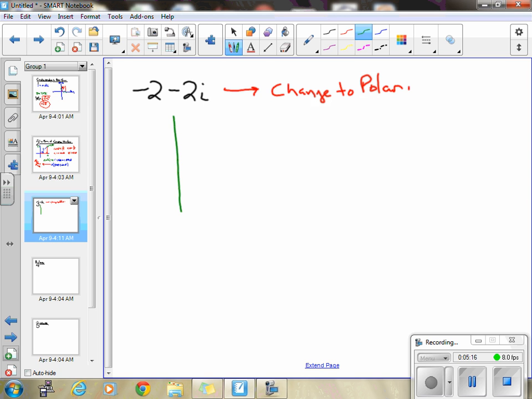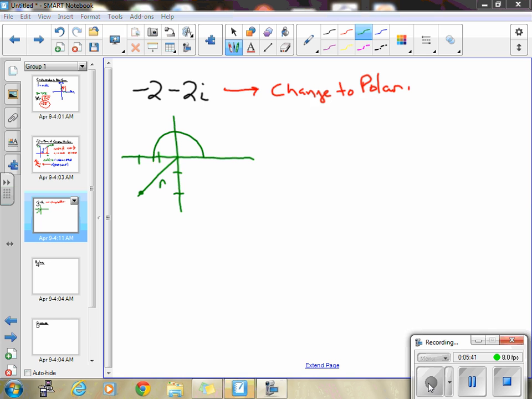Well, if you think about the graph of this number, negative 2 minus 2i, that's going to be a point down here, right? Because we've gone left 2 and down 2 on the imaginary axis. So what we need to do is determine the r value and determine the theta value.